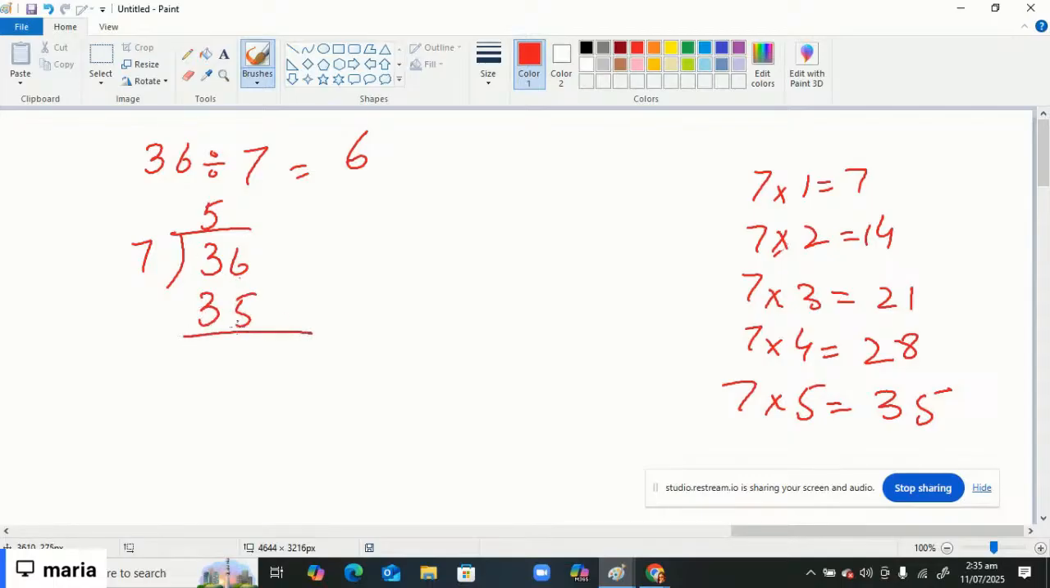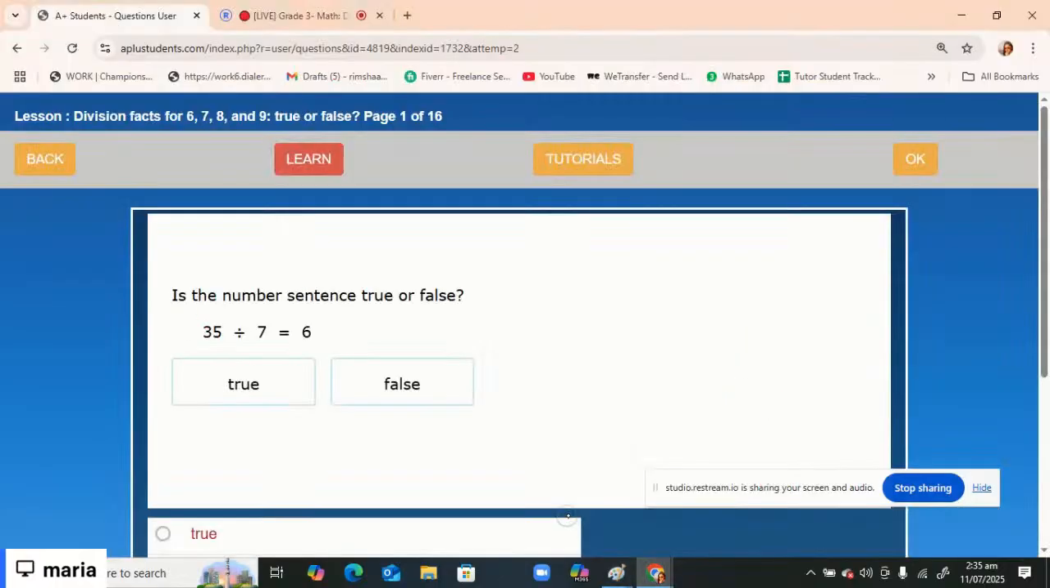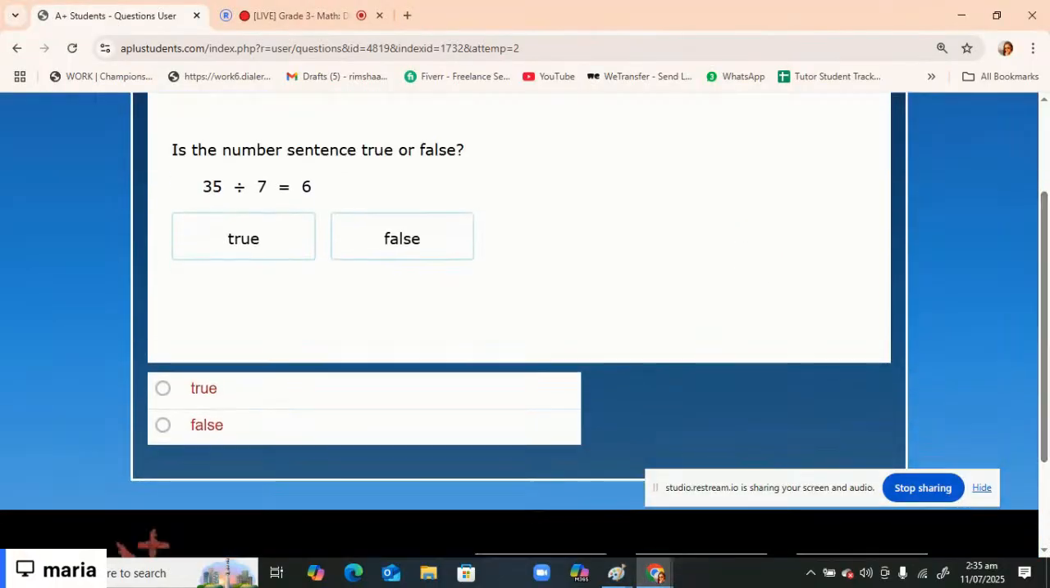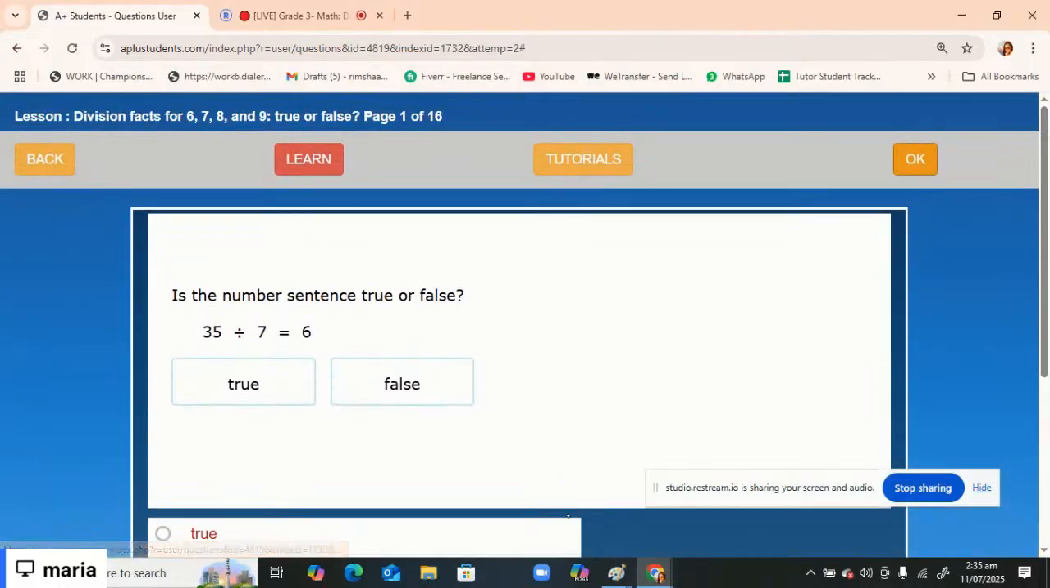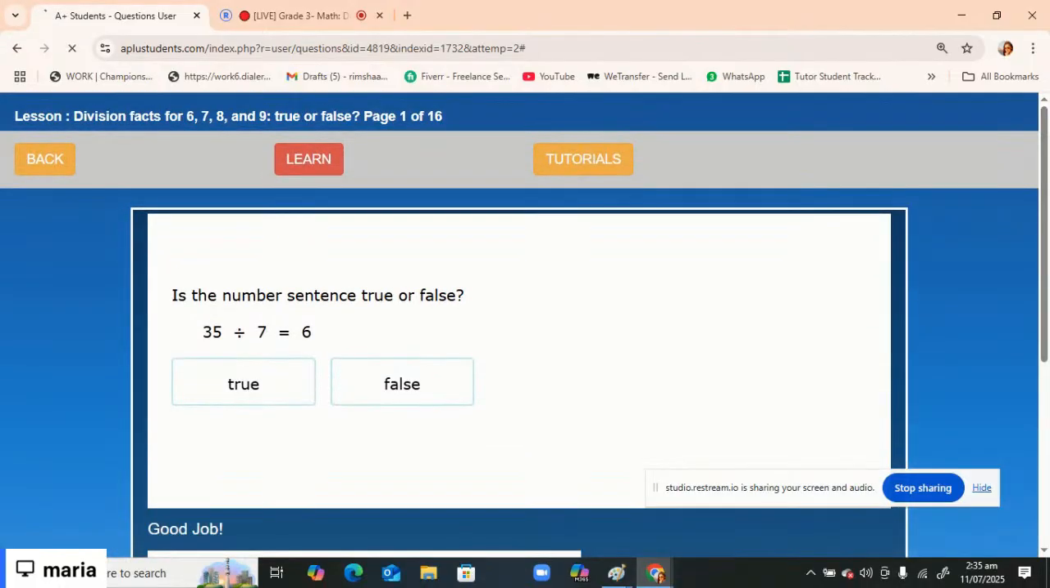And now 6 minus 5 is 1. 1 is the remainder. But here the answer is 6, but now when we solve it, the answer is 5. So these both are not the same. So we are saying that it's false. So let's see: is that true or false? It is false because this is wrong. And then here we go with it.